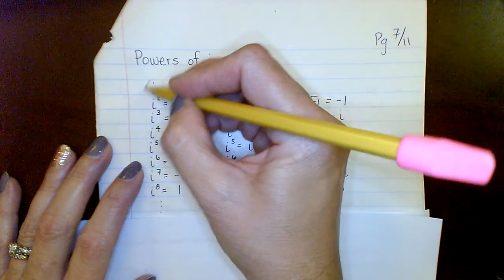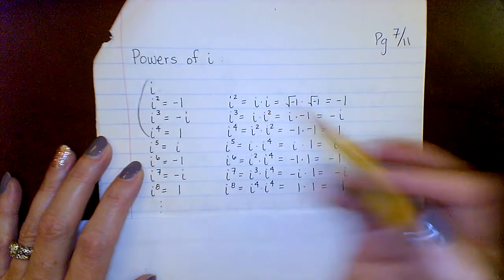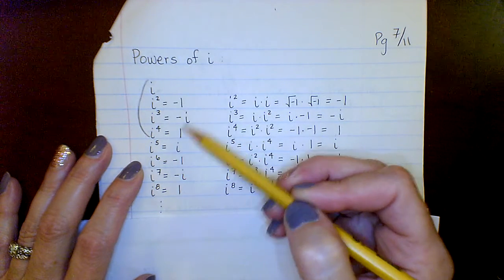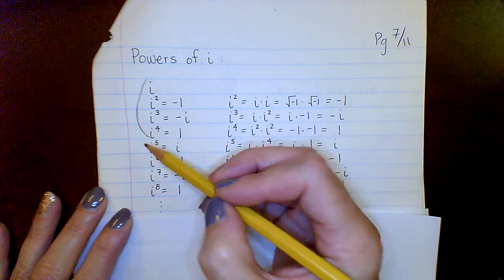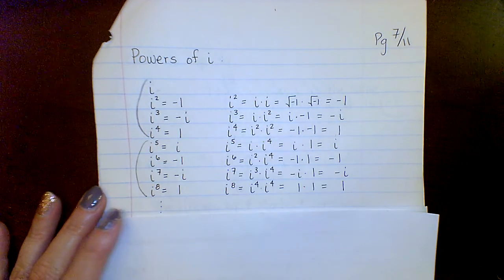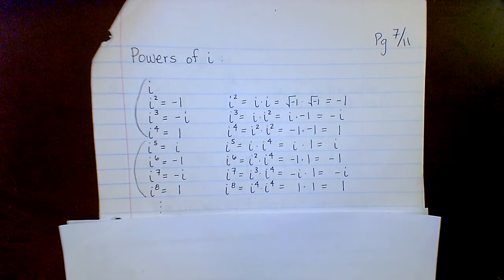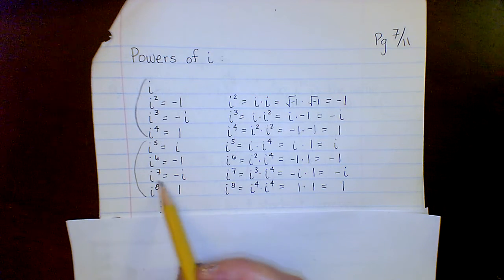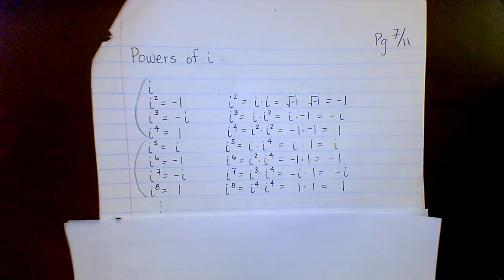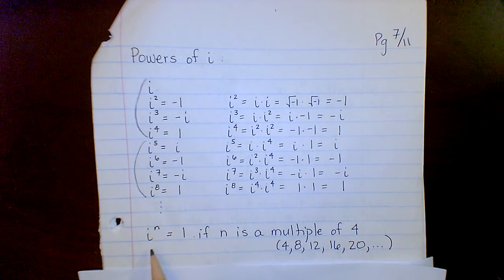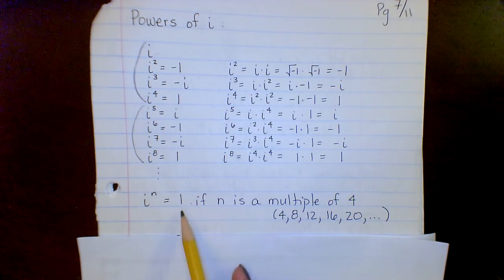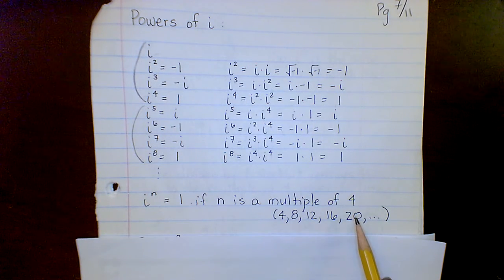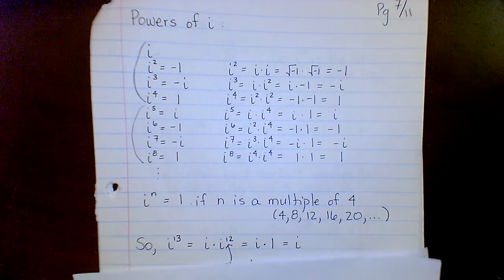We have this cycle that happens, right? We have i, negative 1, negative i, 1. i, negative 1, negative i, 1. So every multiple of 4 for that exponent, we get 1. So we come out with this nifty thing: i to the n is equal to 1 if n is a multiple of 4. So i to the fourth, i to the 8th, i to the 12th, i to the 16th, and so on.